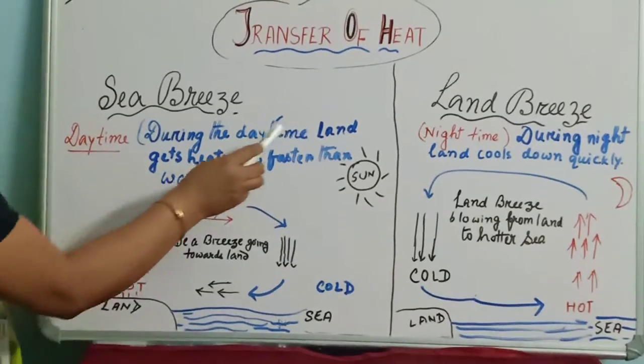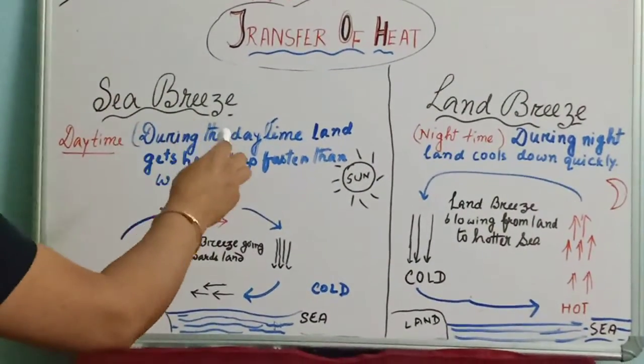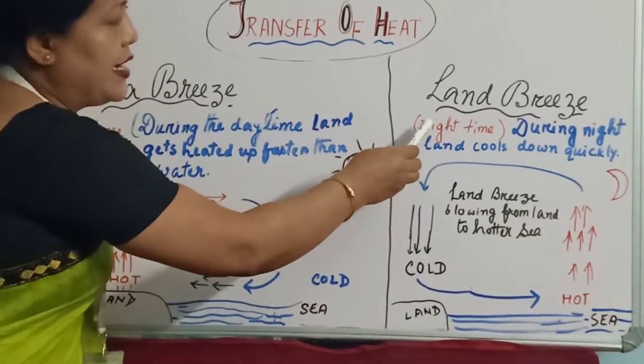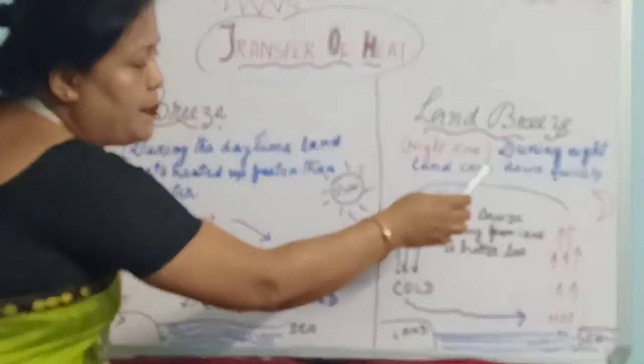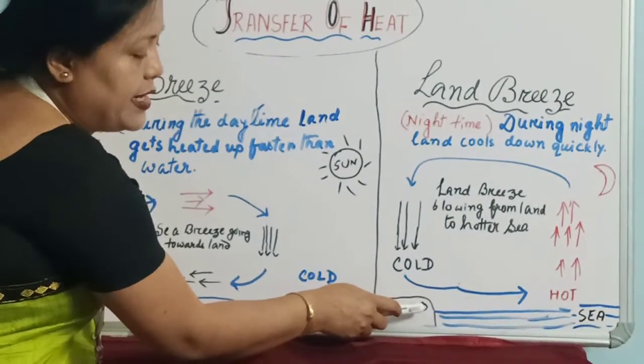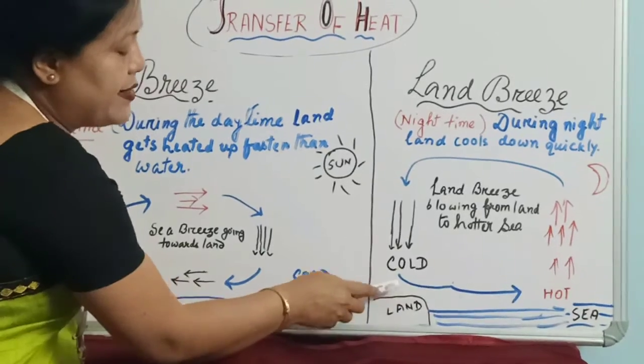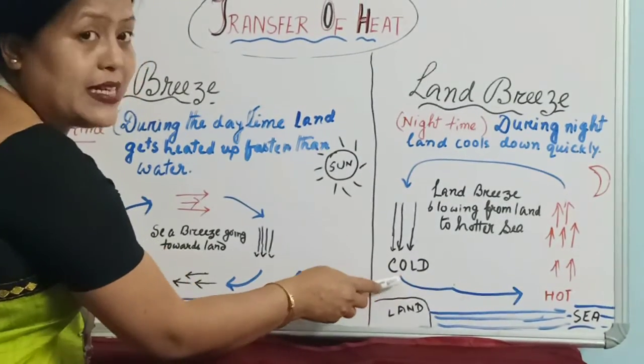Yes. Now let us look at what is land breeze. This land breeze occurs during the night time. Now during the night time, what happens, students? The land gets cool very quickly. It gets cold very quickly, and the air above it becomes heavier and dense.